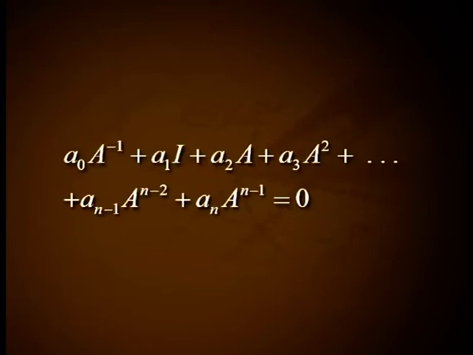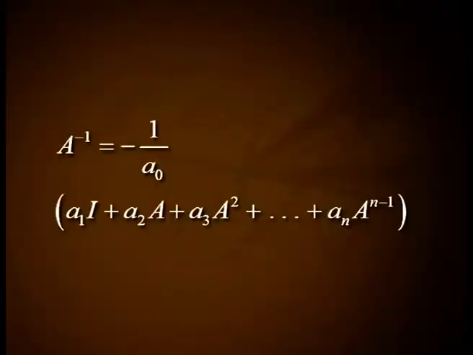Now, by the Cayley-Hamilton theorem, A satisfies equation 12, so that a0I + a1A + a2A^2 + ... + a(n-1)A^(n-1) + anA^n = 0, equation 13. Pre-multiplying equation 13 by A inverse, we have a0A^(-1) + a1I + a2A + a3A^2 + ... + a(n-1)A^(n-2) + anA^(n-1) = 0, which gives A inverse equal to -1/a0 times (a1I + a2A + a3A^2 + ... + anA^(n-1)).